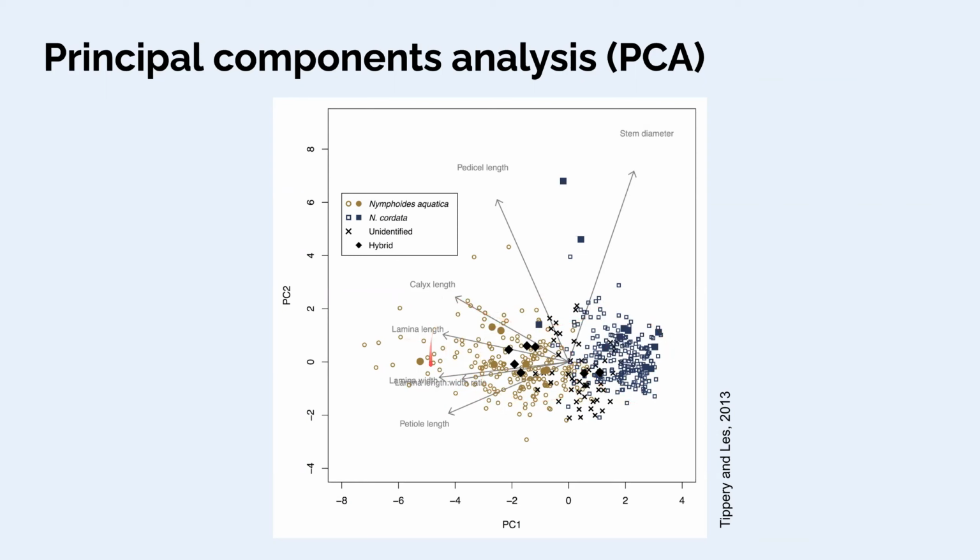And then it tells you what the different features are that are most useful for making that distinction. So calyx length, blade length, and so on. And then these ones on the y-axis are kind of a secondary differentiating factor: pedicel length, stem diameter.